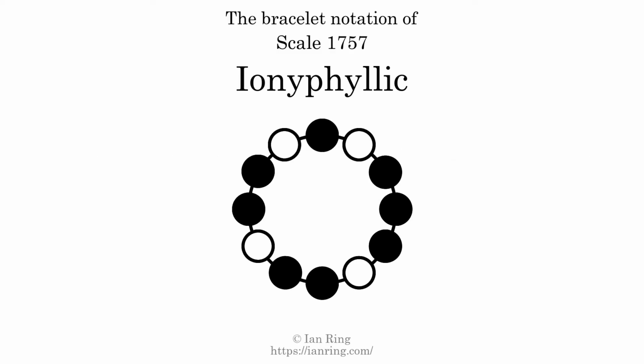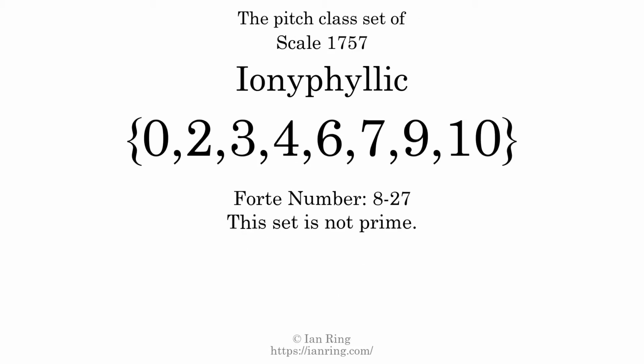This is a bracelet notation diagram of scale 1757. The shaded circles represent tones that appear in the scale, and they are read clockwise, starting at the top. The pitch class set for this scale is 0, 2, 3, 4, 6, 7, 9, 10. The fault class is 827. This set is not prime.